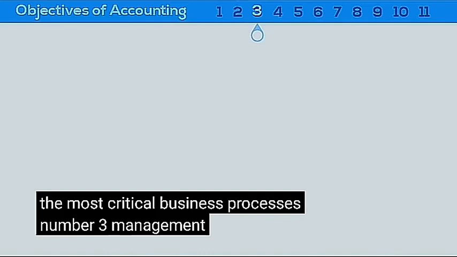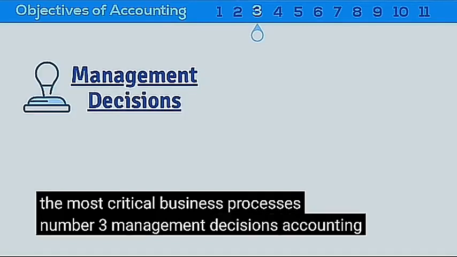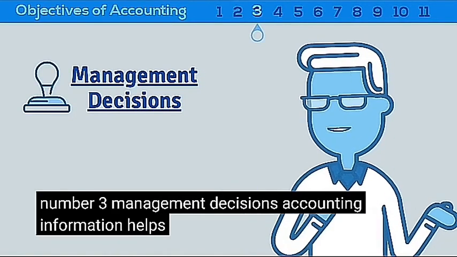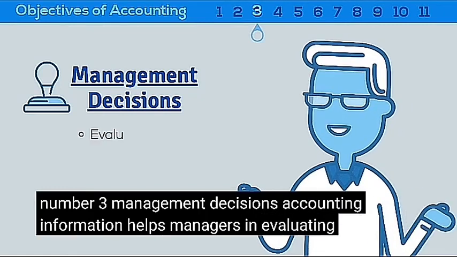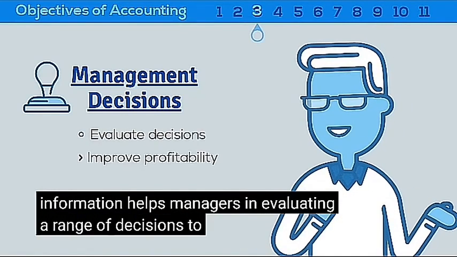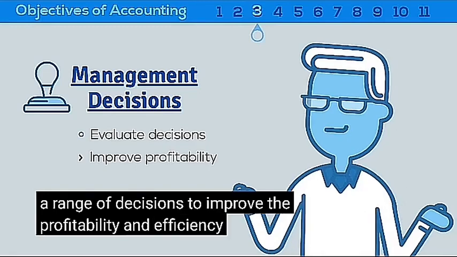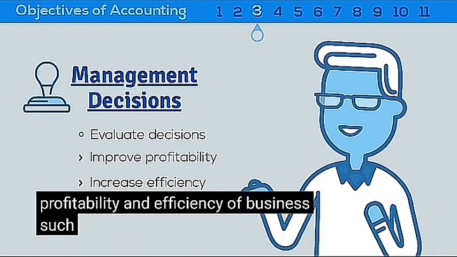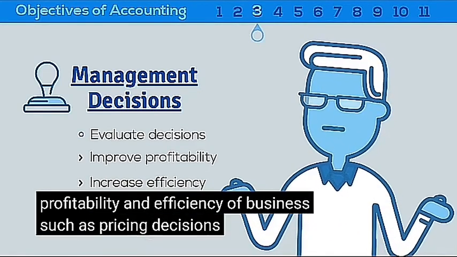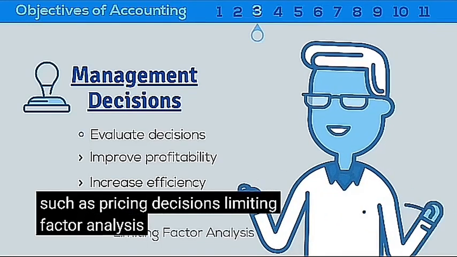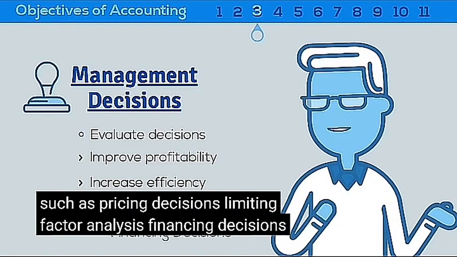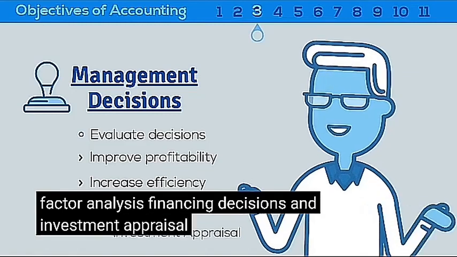Next, number 3, management decisions. Accounting information helps managers in evaluating a range of decisions to improve the profitability and efficiency of business, such as pricing decisions, limiting factor analysis, financing decisions, and investment appraisal.